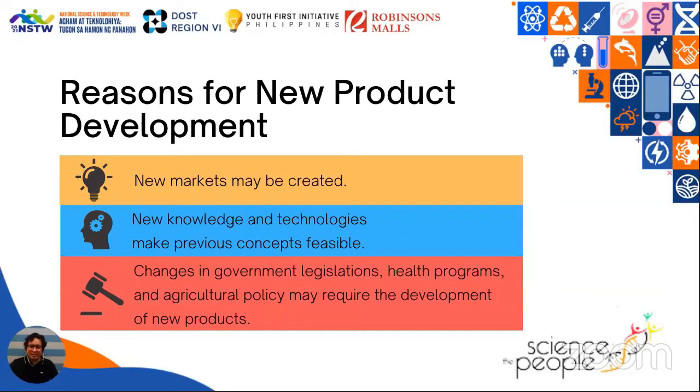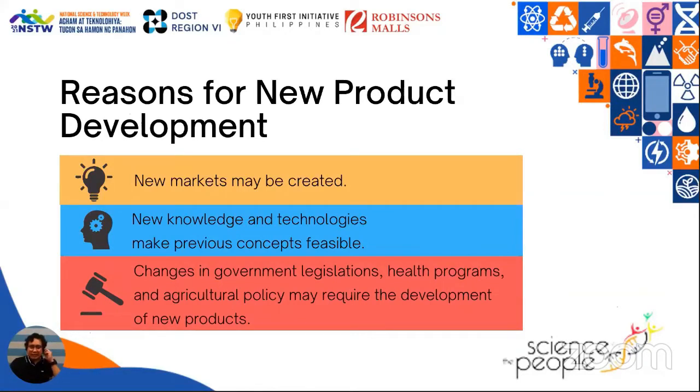But because of the development of this vacuum frying technology, we are now able to fry a wide variety of fruits and vegetables. So this is a good thing kasi yung vacuum fried products are considered as a healthy alternative to existing chip products in the market, because nga of the low temperature that we use in vacuum frying, yung nutrients na dyan sa pagkain ay na-preserve, okay, including yung taste and yung flavor. Okay, so new knowledge and technologies make previous concepts feasible.